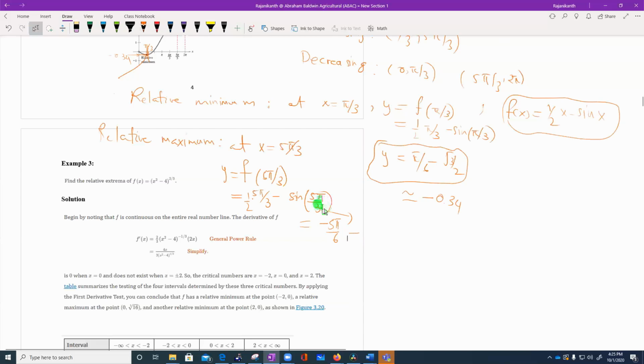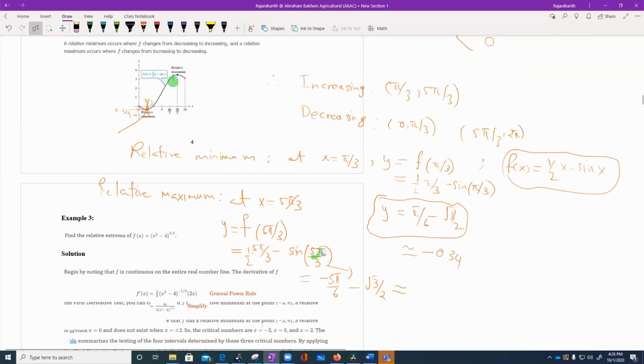Pi over 3 is 60 degrees, and 60 times 5 is 300, right? So sine 300 is in the fourth quadrant, where sine is negative. Therefore it is negative square root 3 over 2. Now you can plug everything into the calculator and find the decimal answer. You should get a positive answer, because the maximum value will be somewhere here. You should get about 3 point something. This is the y value of the maximum.